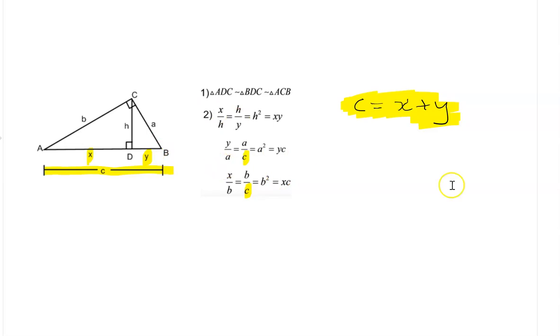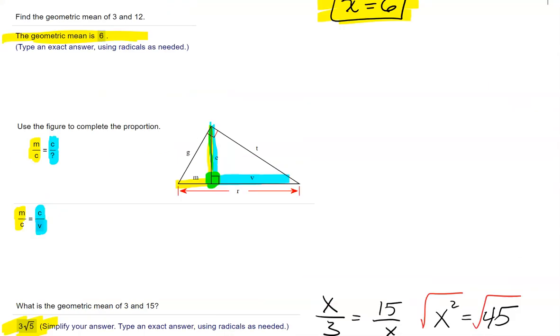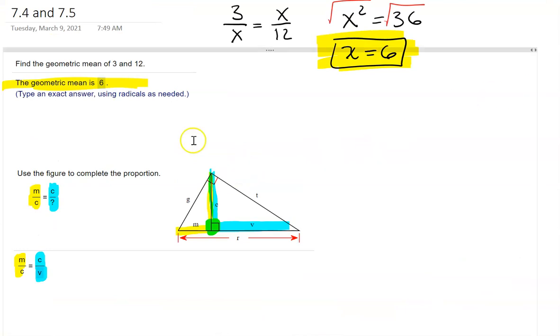It seems complex now, but we're going to break this down into geometric mean, which is what you're doing with all of these ratios. So the geometric mean in this first problem, we have 3 is to x, something we don't know, as x is to another given side of 12. And so we cross multiply, we get x squared equals 36, take the square root, and we get 6 is the geometric mean.